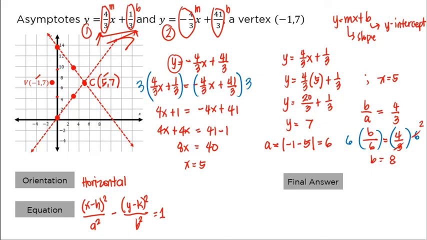Thus, the final answer will be x minus h, which is 5, quantity squared, over a squared, which is 6 squared, which is 36, minus y minus k, which is 7, quantity squared, over b squared, which is 8 squared, which is 64, equal to 1. This is now our final answer.